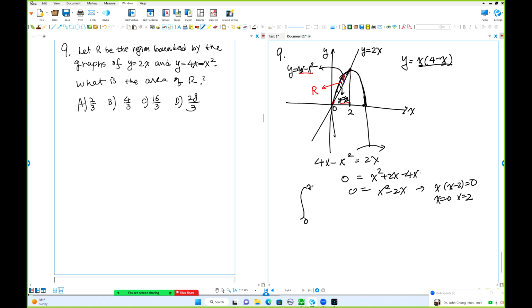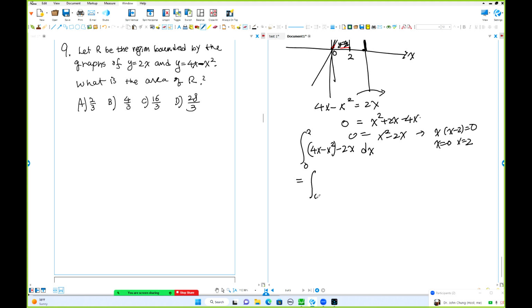Area from 0 to 2. The upper one is 4x minus x squared, and minus 2x, dx. That's the area, right? Now simplify this one. Integral from 0 to 2, I'm going to write down negative x squared first, and 4x minus 2x is a positive 2x, dx, right?